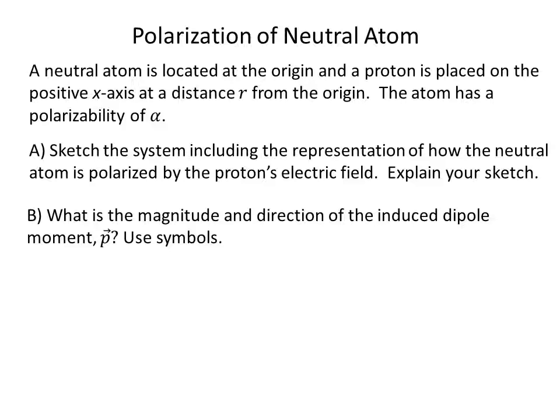What is the magnitude and direction of the induced dipole moment P? Well, P points from the negative charge to the positive charge of a dipole. In this case, the electrons got stretched out in the positive direction, so going from the negative to the positive means that P points in the negative x direction. The magnitude is simply given by the definition of the polarizability, that P is equal to alpha times the applied electric field. In this case, the applied electric field is due to the proton, given simply by 1 over 4 pi epsilon naught times the charge of the proton e divided by the distance squared, or r squared.